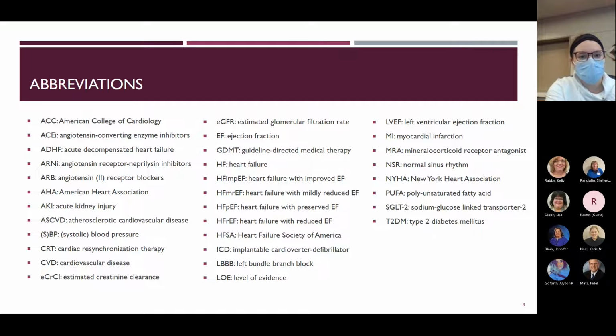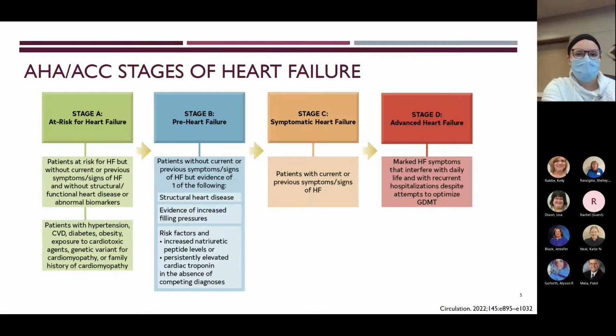For your reference, these are a list of the many abbreviations that are used throughout the PowerPoint. So this slide may look a little familiar to you all. I took this straight from the guidelines. This is the classifications or stages of heart failure that's used by AHA and ACC.